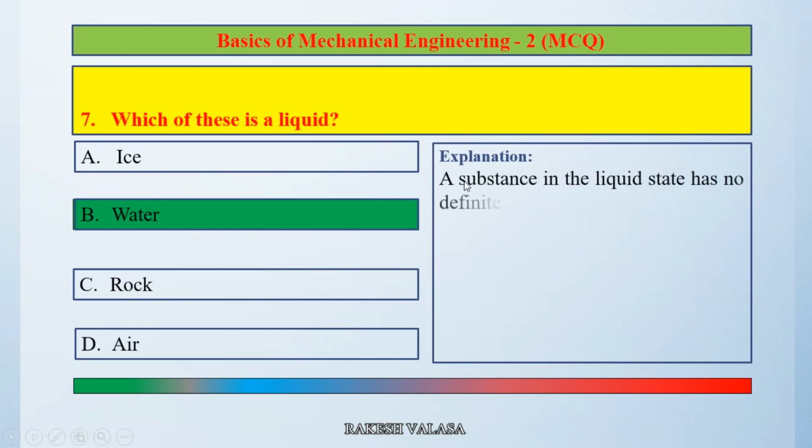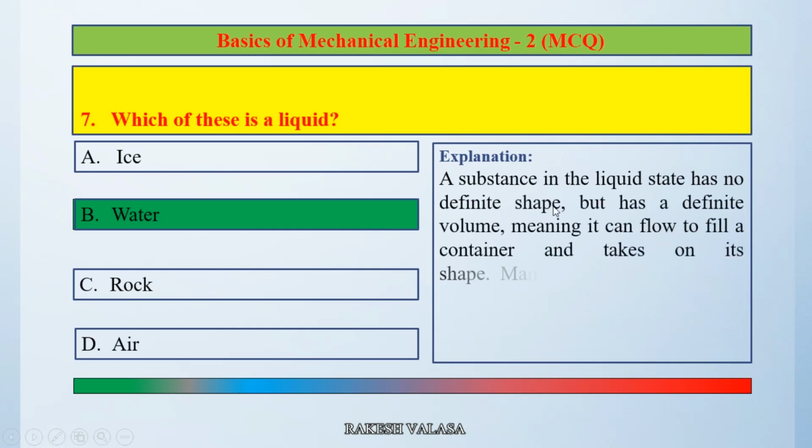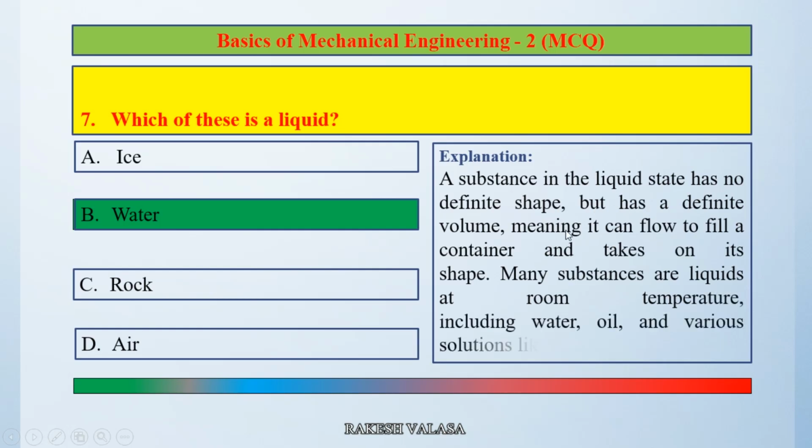A substance in the liquid state has no definite shape, but has a definite volume, meaning it can flow to fill a container and takes on its shape. Many substances are liquids at room temperature, including water, oil, and various solutions like milk and juice. So the correct answer is option B, water.